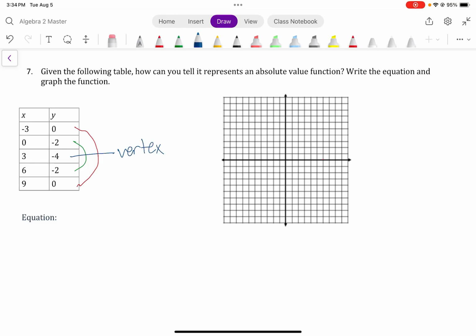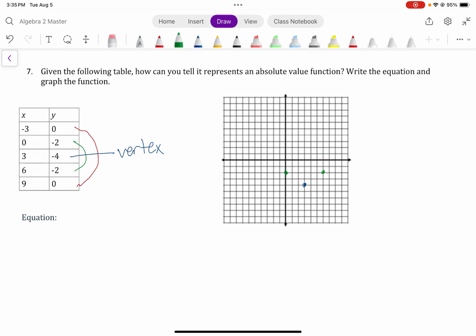I'm actually going to start with that ordered pair first. So (3, -4) will be right there. Now I'm going to work my way outwards. (0, -2) and (6, -2) are going to look like that.